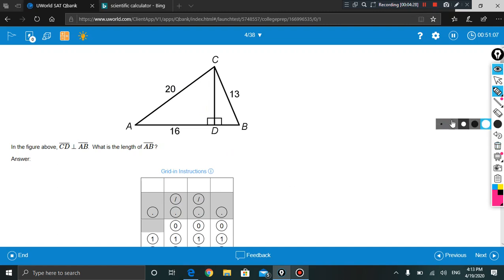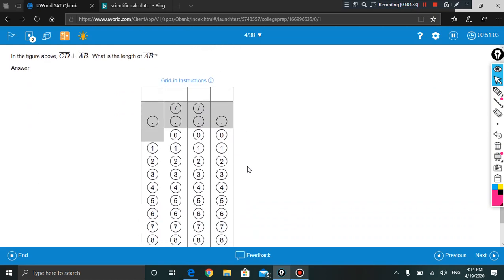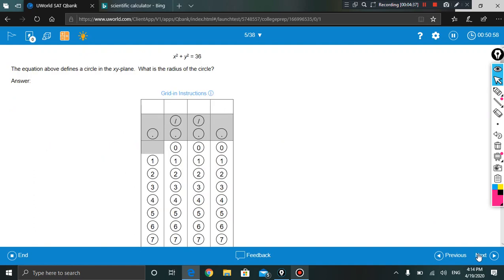Alright, that should be hopefully easy. Okay. We said 21, right? Yes, 21. 16 plus 5. Next question. The equation above defines a circle. What's the radius of the circle? Come on, that's 6. That's an easy question. Root this whole number over here, you get 6. Next.